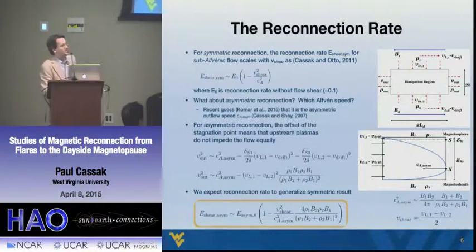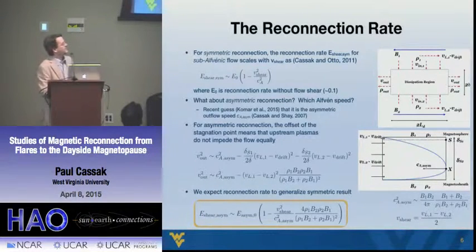So it turns out that for symmetric reconnection, we showed that the reconnection rate goes down like this, where it's related to the flow shear and the Alfvén speed of the plasma. So in asymmetric reconnection, you would say, well, maybe it's the same kind of thing. Maybe it slows down just in proportion to an asymmetric version of the Alfvén speed. It turns out it's more complicated. We think it's more complicated than that.